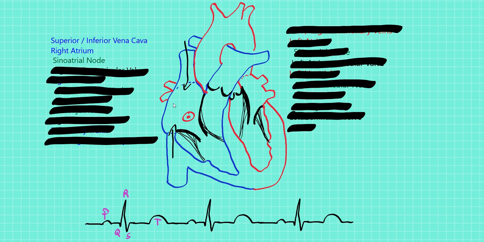The sinoatrial node is a structure right here that creates an electrical signal that impacts not only this atrial muscle tissue, but also the muscle tissue of the left atrium as well. Both atria contract at the same time. When the sinoatrial node sends its signal on an EKG or an ECG, that would be the P part of the wave, a smaller blip that says time for the atria to contract.